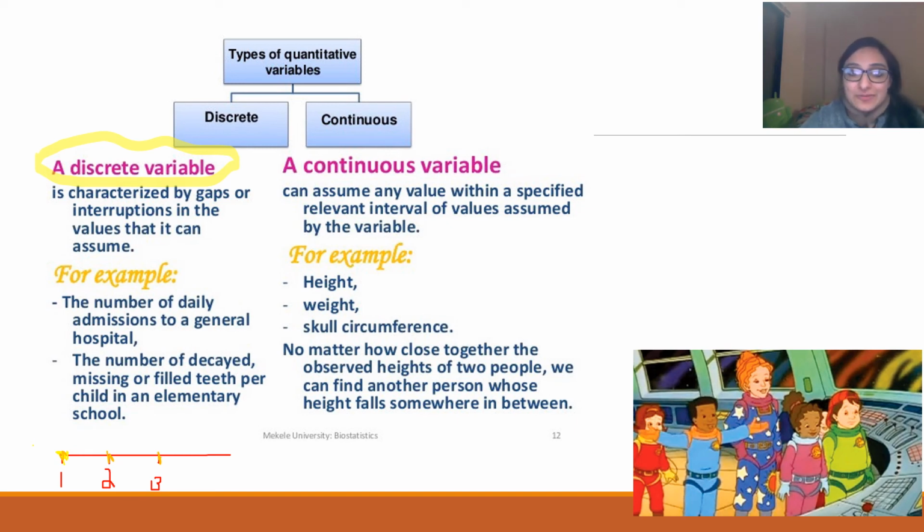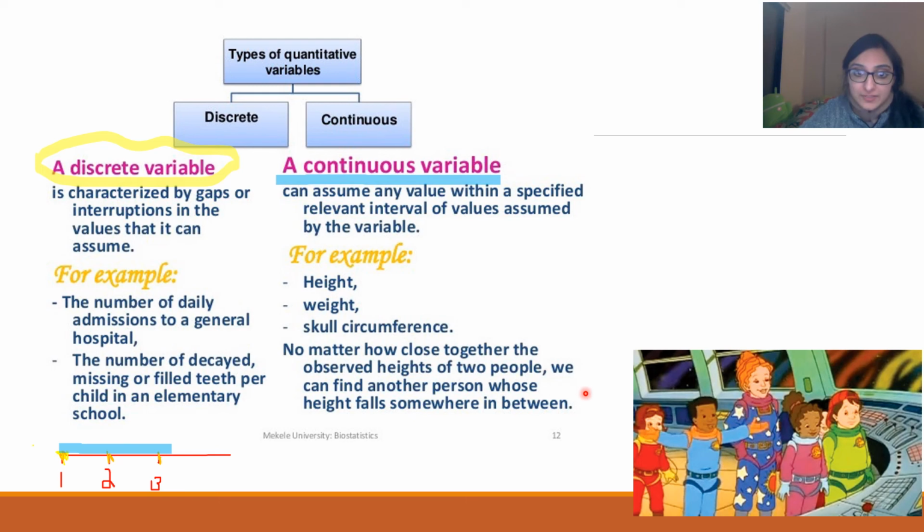Now for a continuous variable, again, the discrete one is going to be this value, or this value here too, or 1. It's not going to be anything along this interval. That's the difference. A continuous variable can assume any value within a specified relevant interval of values assumed by the variable. It could be any of the values across 1 to 3, for instance. So it can be height, weight, skull circumference.